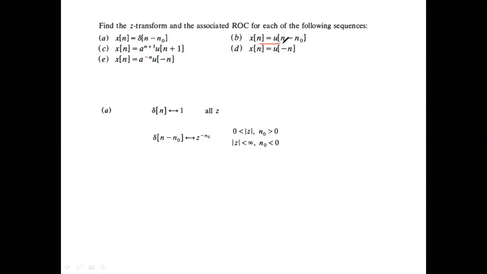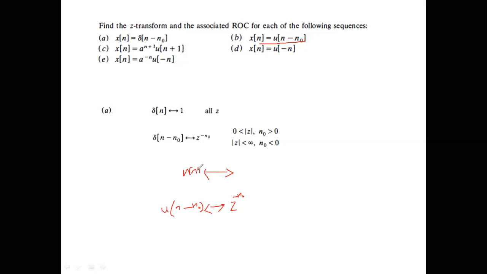x of n equal to u of n minus n naught. Now, do we know the Z transform of u of n? If we know the Z transform of u of n, then the transform of u of n minus n naught can be got by simple multiplication, z to the power minus n naught into this particular Z transform. So do we know the Z transform of u of n? This is a standard problem, right?